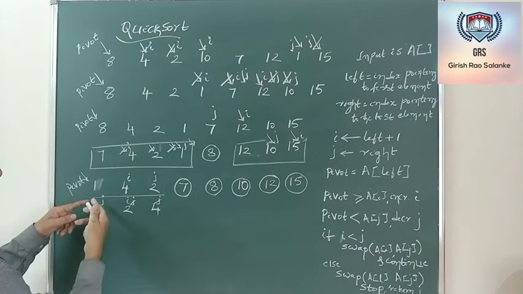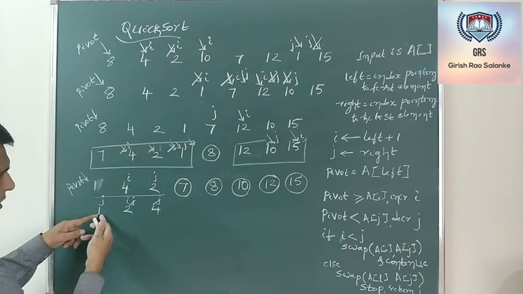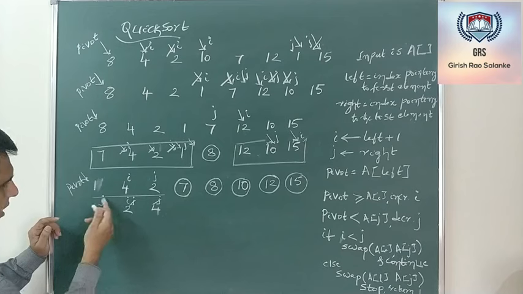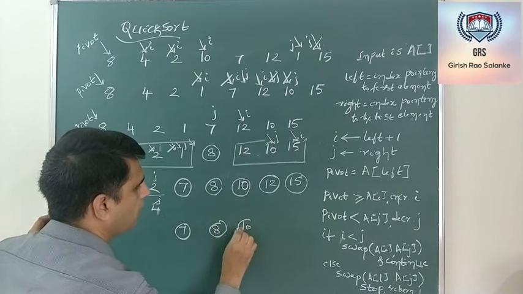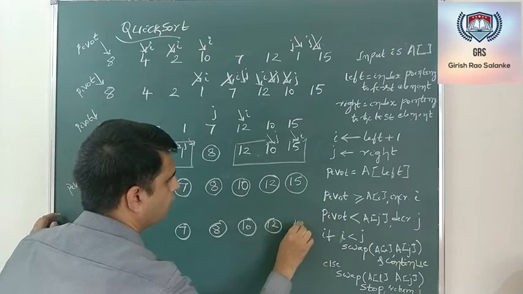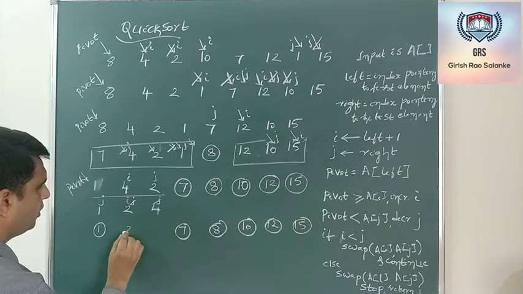Now what is your pivot? Pivot was 1 and your E of j is also 1. Now swap it. Swap means this will occupy this position itself. 1 is sorted. 8, 2, 10, 12, 15. Now I am left with only 2, 4.